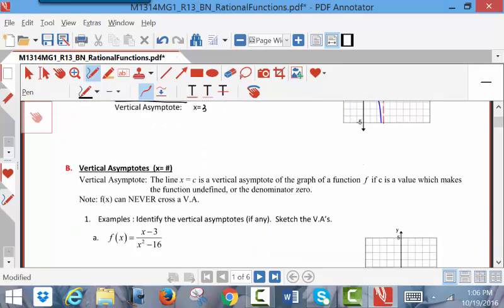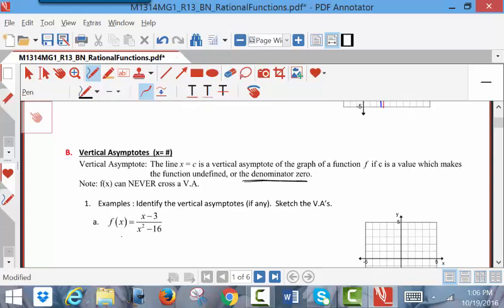All right, so vertical asymptotes are equations in the form of x equals a number, and that occurs when the denominator of your fraction is 0. A vertical asymptote will occur when the denominator of your fraction equals 0. When you actually graph these functions, they will never cross a vertical asymptote, ever.